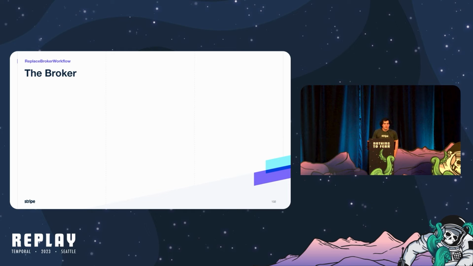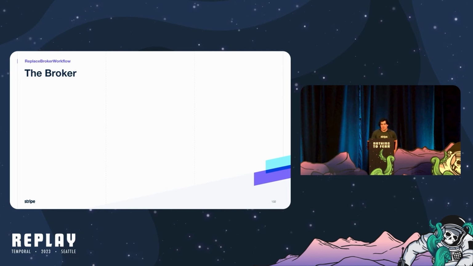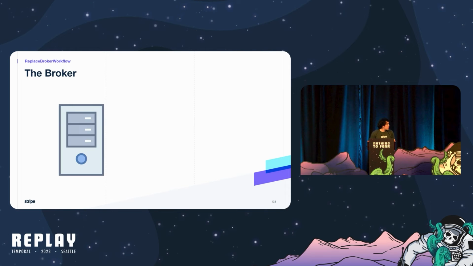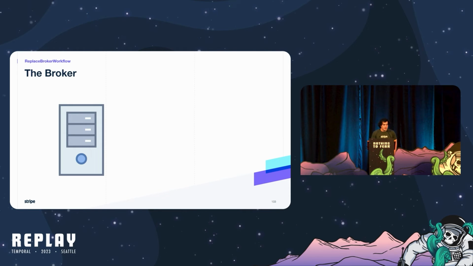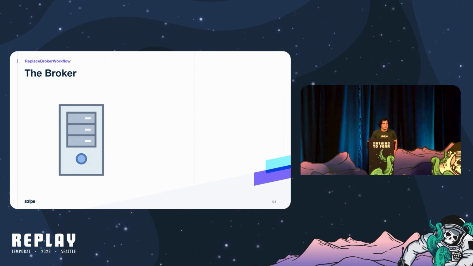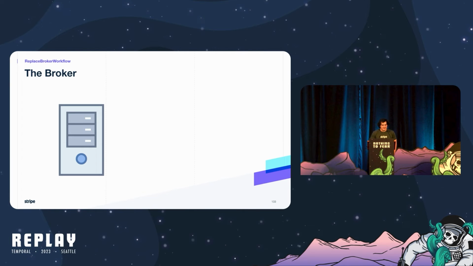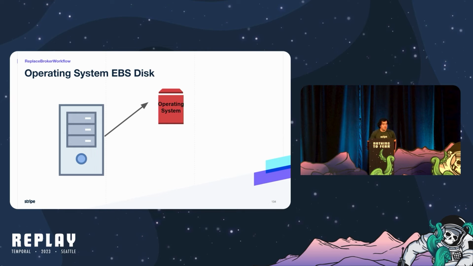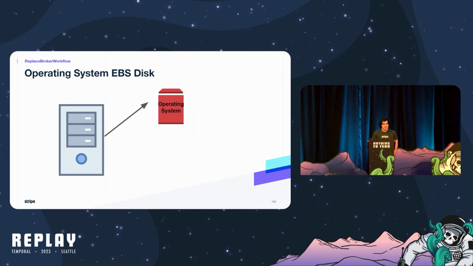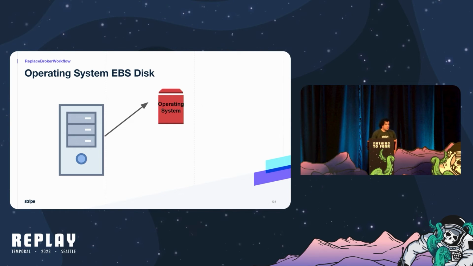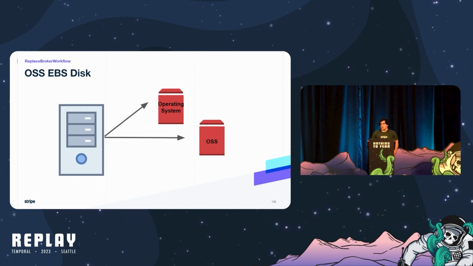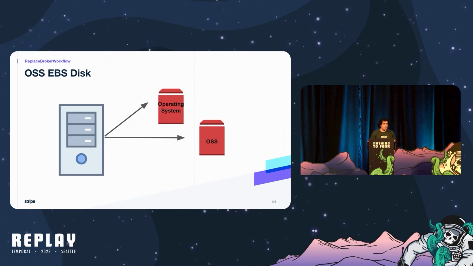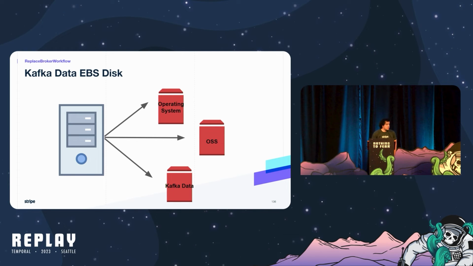So let's talk a little bit about how the setup of our broker works to understand what this workflow is going to do. We have an instance that is the broker, and within the broker, we also have three EBS disks attached to it. One holds the operating system, one stores all the open source software to run the broker, and one stores all the Kafka data.